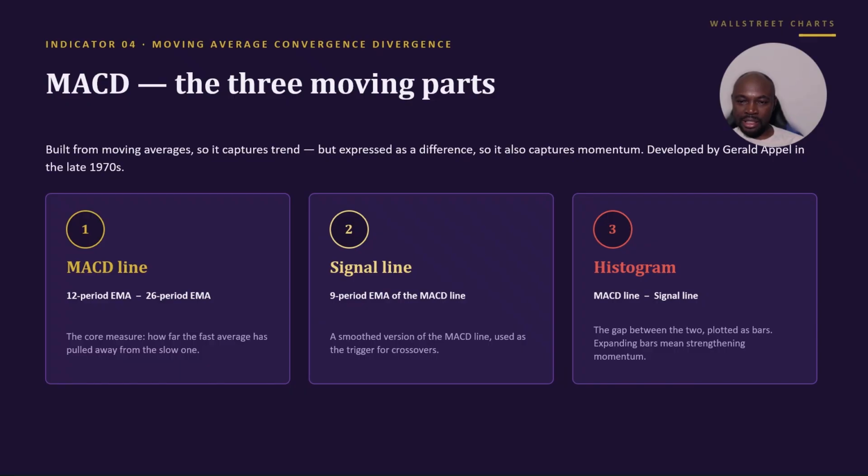The MACD line is the 12-day EMA minus the 26-day EMA. It measures how far the fast average has pulled away from the slow one. MACD is built entirely from moving averages, so it inherits their lag. Then the signal line is a 9-period EMA of the MACD line. The histogram is just the difference between the MACD line and the signal line.